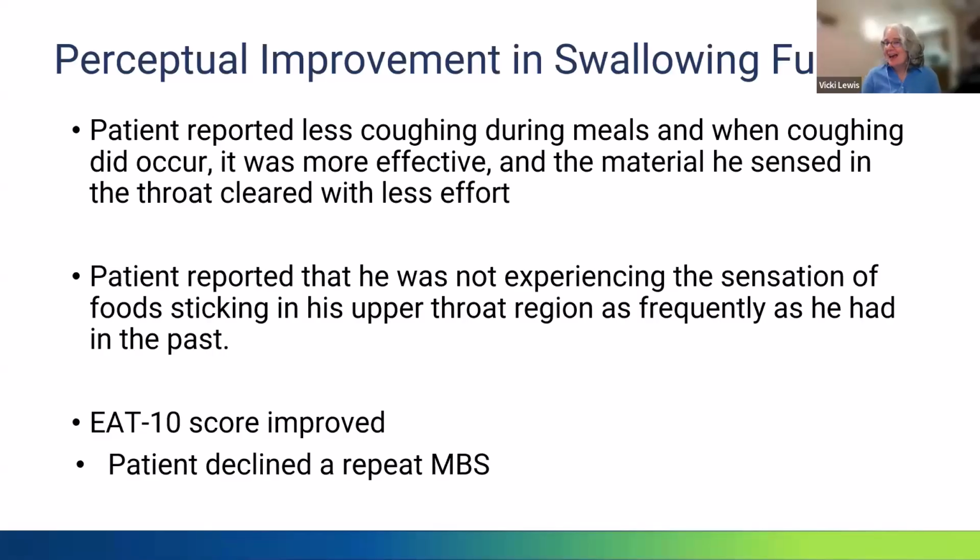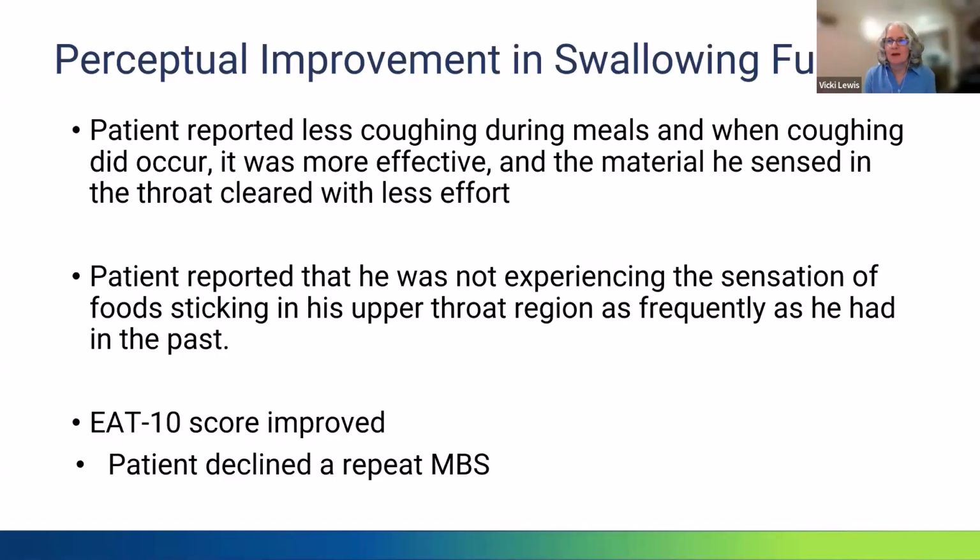I did ask him to consider doing a repeat modified barium swallow study, not because I felt like things had likely improved, but I thought it would be a nice thing to have as a new baseline, knowing his condition and how things might worsen. But he declined, and I completely understood.